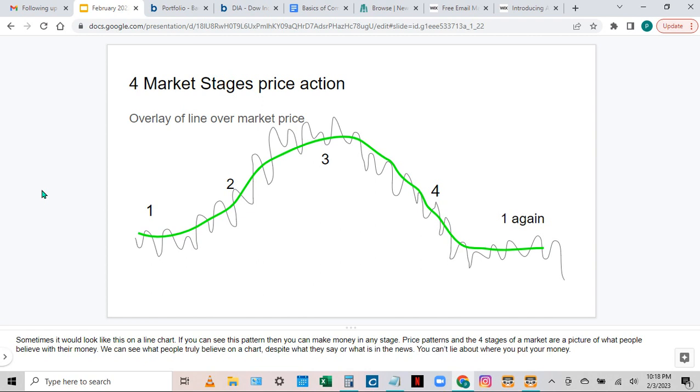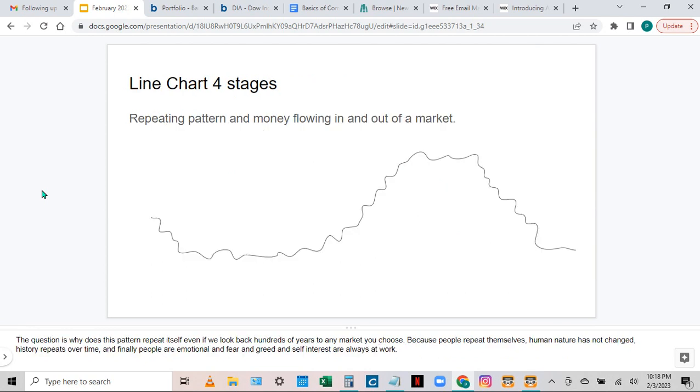So this is just a little bit more of what these 4 stages may look like if you're using a line chart and a moving average. The green line would be just a moving average of price over any period of time. Again, you can see the stage 1, 2, 3, and 4. This is what it may look like without a moving average on a line chart.